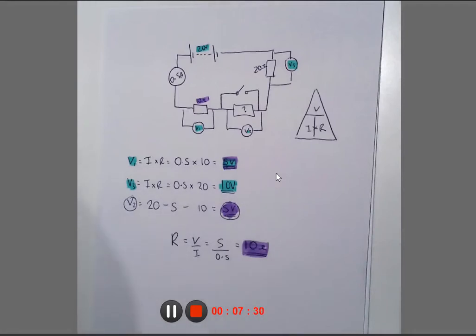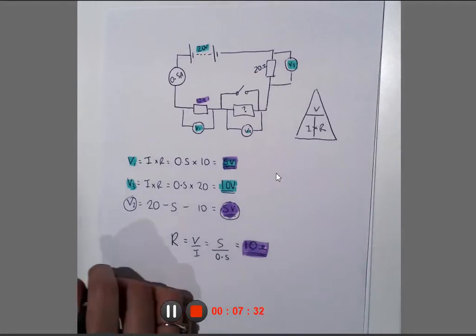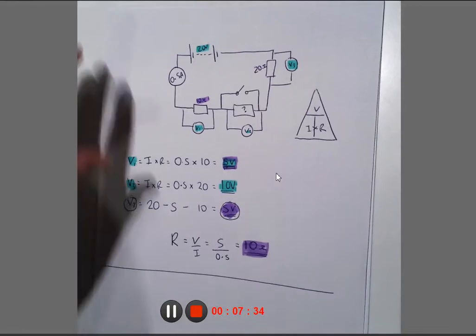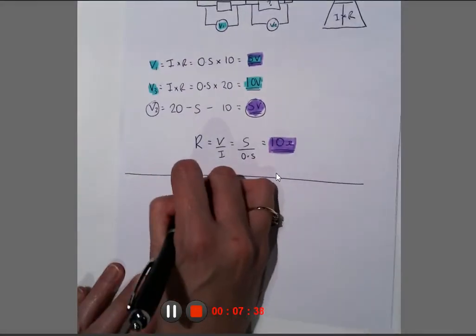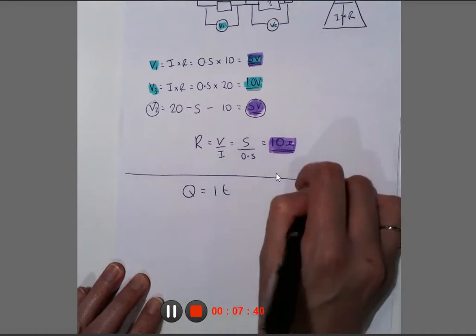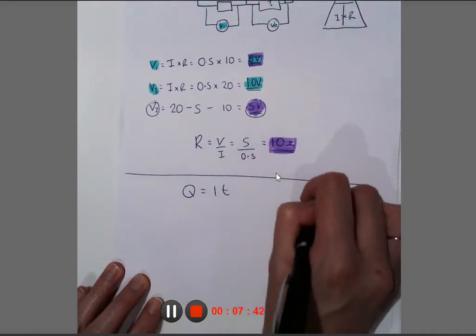Quite a difficult circuit that, but we've managed to use the equation appropriately. Now another equation you have to remember is Q = IT. Here's the triangle.